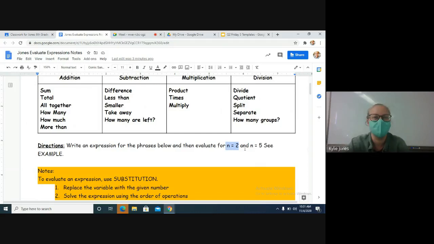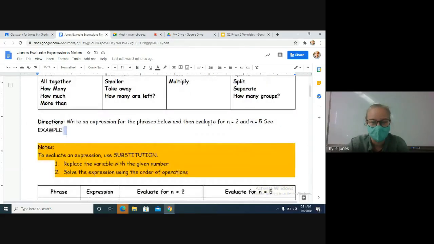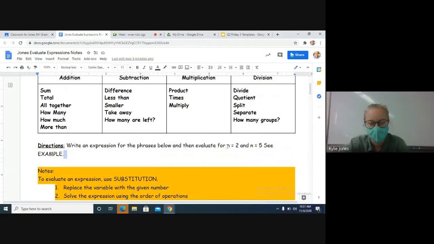So we're going to plug the number 2 anywhere we see n. And then we're also going to evaluate when n equals 5. So anywhere we see the letter n, we're going to plug in the number 5. It's called substitution. I'm going to highlight this right here because this is what we're going to do. Evaluate for n equals 2 and n equals 5. I'm just going to highlight that blue just so that we can find it easily when we need to.